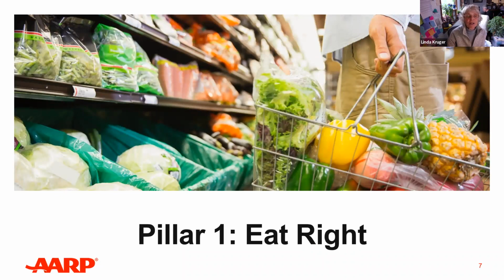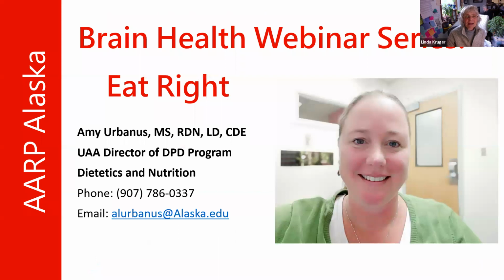The first pillar we're going to talk about is how to eat right. What you eat can have a big impact on your brain. Although no specific diet has been proven to maintain or improve brain health, studies have found that eating certain plants does help with cognition. And I'm sure we're going to hear more about that from our guest speaker, Amy Urbanis.